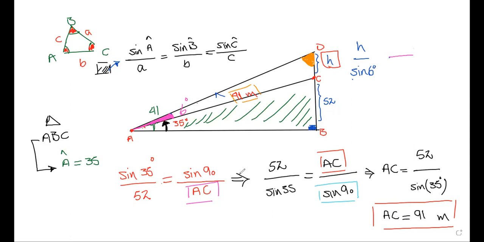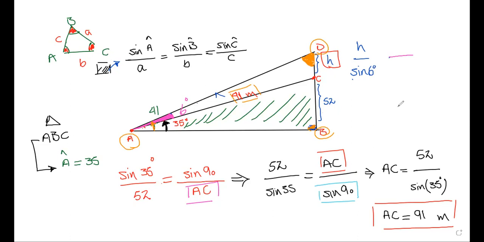Look at this triangle ABD. Isn't that a triangle itself? A, B, D. So there are 3 triangles. That's right. Look at this. We have this angle 41. We have this angle 90.